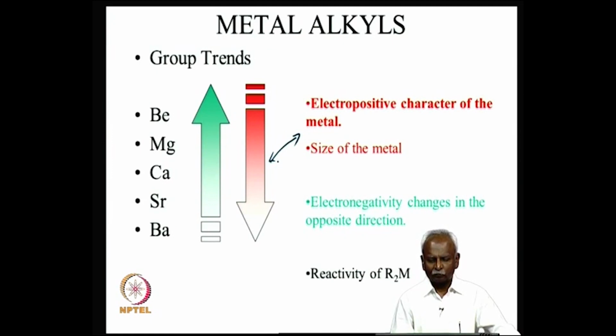Beryllium is the most electronegative species in this group of elements that I have pictured for you on the right side, and the reactivity of the metal alkyl species, in this case R2M, is such that it becomes more reactive as you go down the group. As you go down the group, it behaves more and more like R minus, and because it is R minus, the reactivity increases as you increase the electropositive character of the metal.